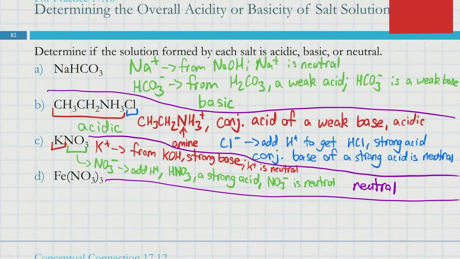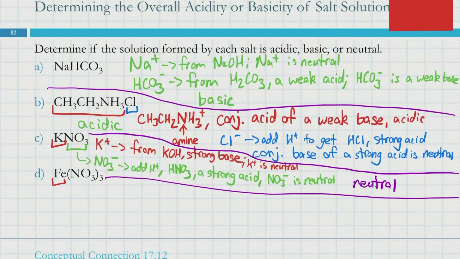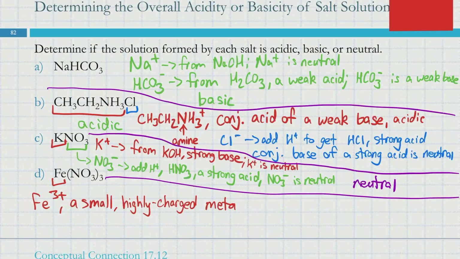All right, and then the last one, our cation is iron 3 plus. Iron 3 plus is a small, relatively highly charged metal. And so that is acidic. And we saw nitrate in the previous example as being neutral, and so this is going to be overall acidic.